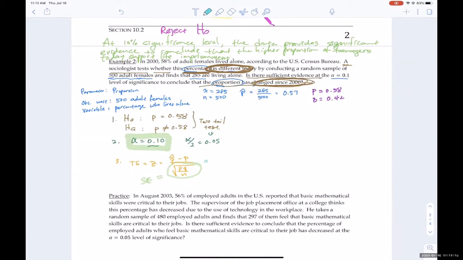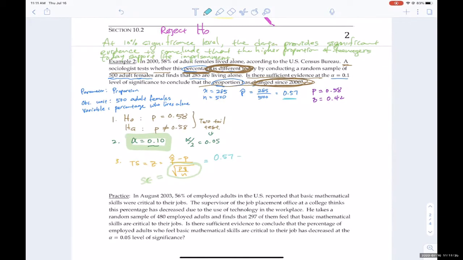What's our p-hat? 0.62. 0.57. 0.62. Where'd you get 0.62? I was looking at a different problem that I did.